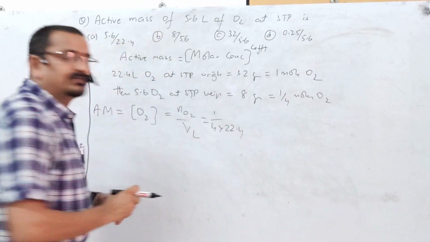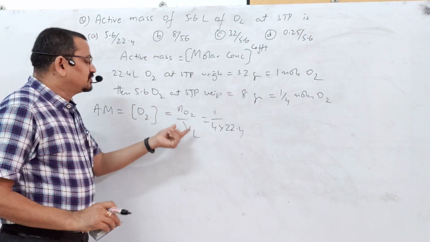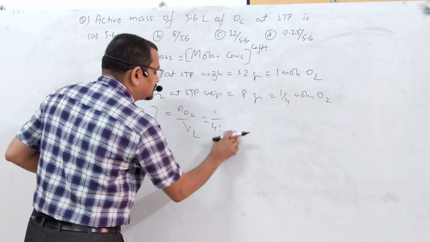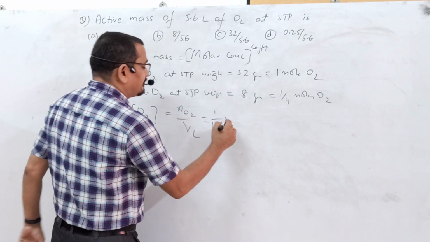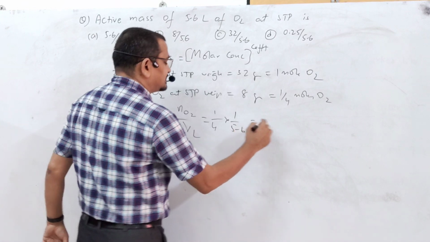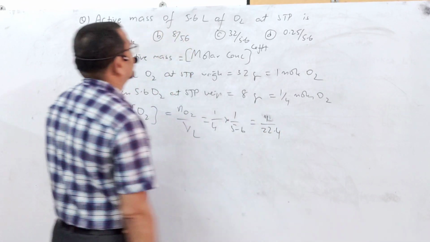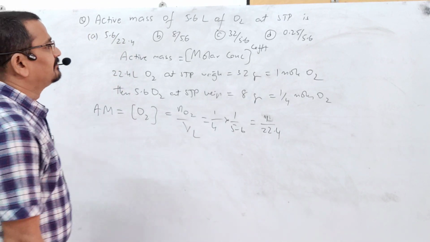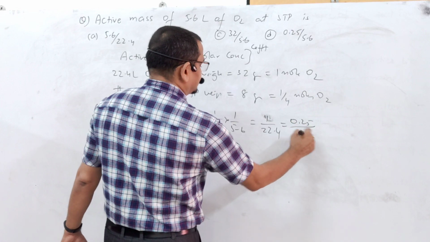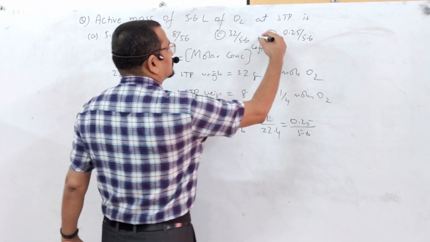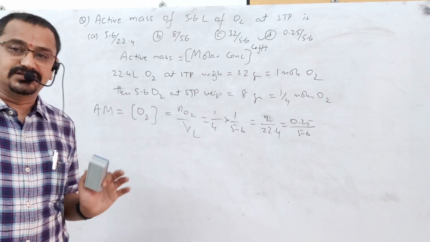So, we have to simplify this value. Now, number of moles of oxygen by volume in liters. So, volume is not 22.4, it is given as 5.6 liters of oxygen. So, 1 by 4 into 1 by 5.6, that is 1 by 22.4. 1 by 22.4 is nothing but 0.25 by 5.6. These two are same, right? So, fourth option. This is how we can calculate active mass questions, right?